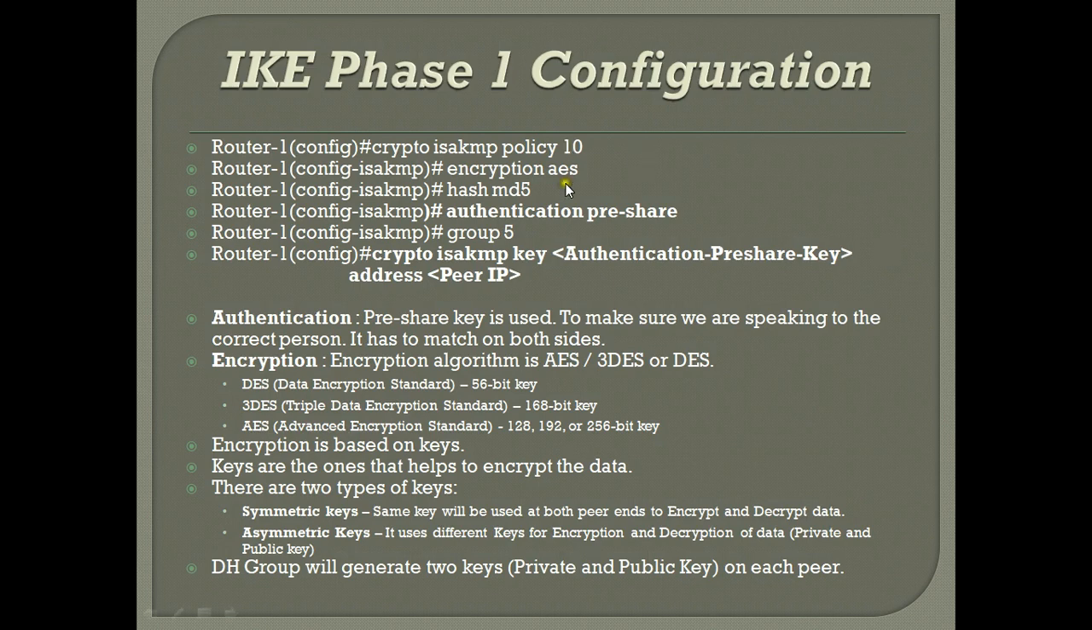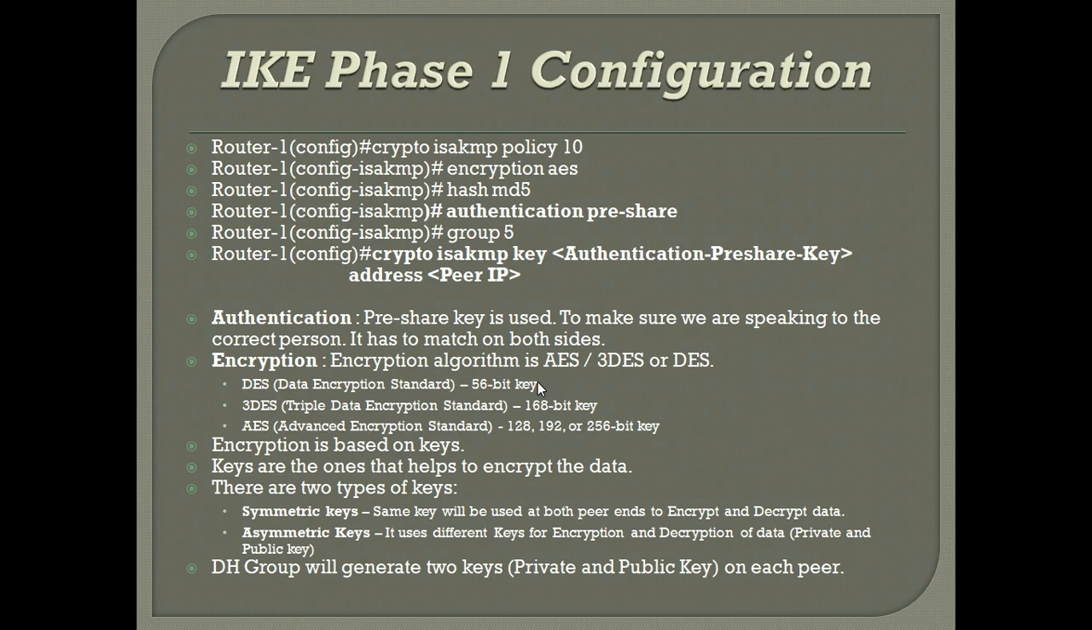Next, move on to the encryption. The encryption algorithm that we are using is AES, 3DES or DES. AES is considered the most secure compared to DES and 3DES. It's just an algorithm to run encryption, and encryption in IKE Phase 1 is totally based on keys. Keys are what help to encrypt the data. Encryption and decryption are totally based on the keys. There are two types of keys, symmetric and asymmetric keys.